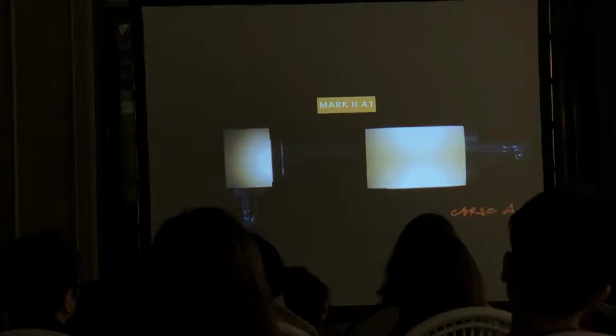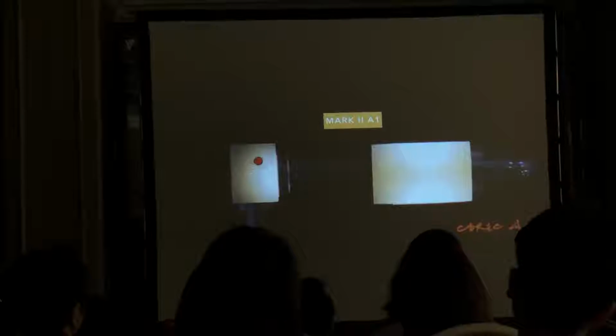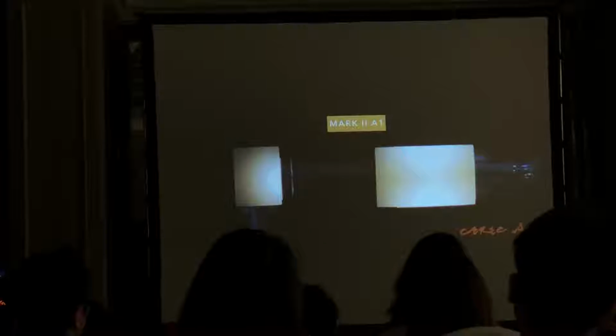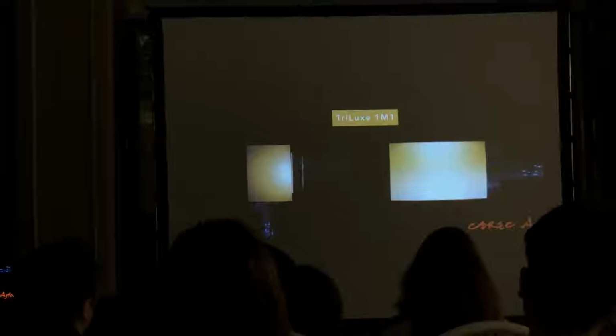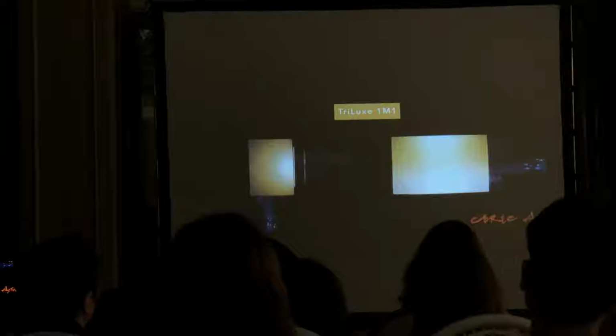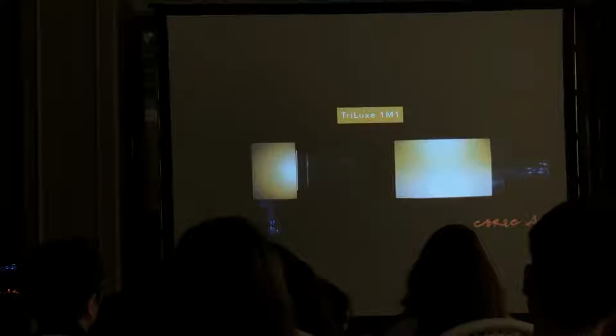Please just look at the image. The light can go through about half. Remember, this is A1. This is 1M1. This is almost the same shade tab. Do they look the same?